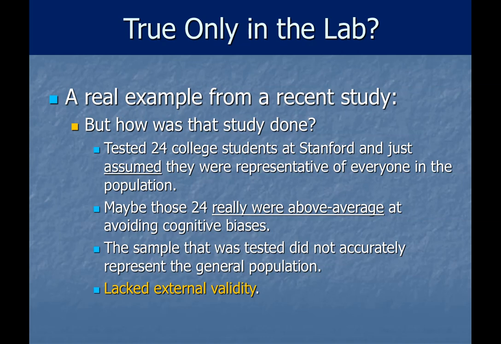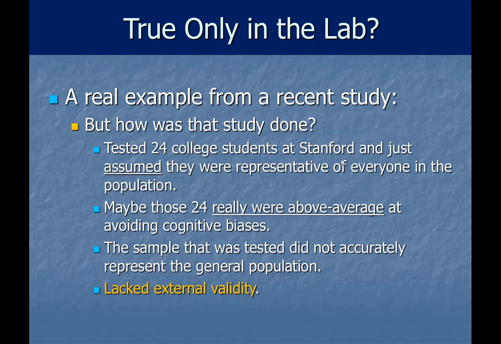If you look at the details, they just tested 24 college students at Stanford, which may not be very representative of everyone out there, right? But they tested 24 college students at Stanford and just assumed that those students were representative of everyone in the population. So they made conclusions about humans in general having a bias blind spot just because these 24 college students at Stanford had that problem. So maybe those 24 college students at Stanford actually really were just above average at avoiding cognitive biases relative to the rest of the human population, right?